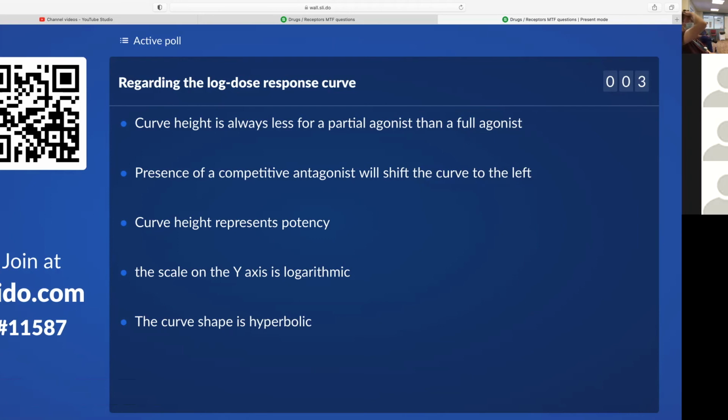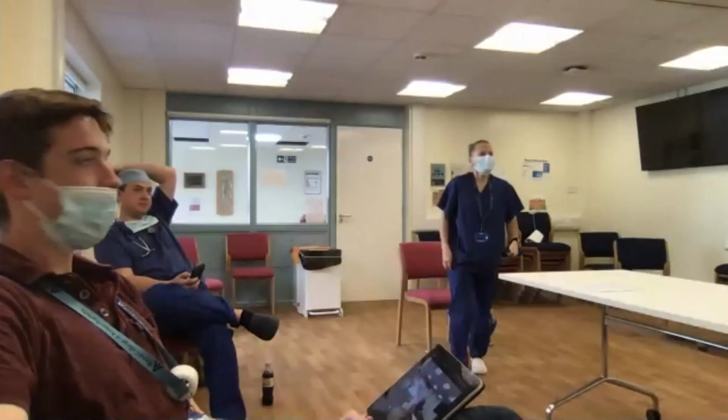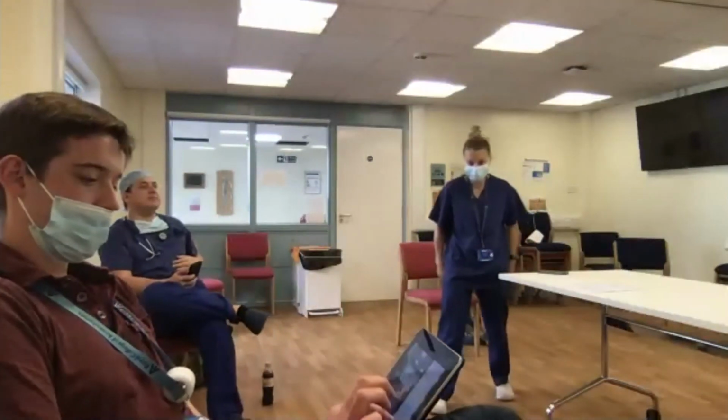Why? So what is the log dose response curve? So you have the log dose and response on the axes. Yes, exactly. I've forgotten the shape of it. Do you want to draw it? Do you want to draw it on here? Do you reckon you can do it on here? Yeah. It should just be finger. Cool.